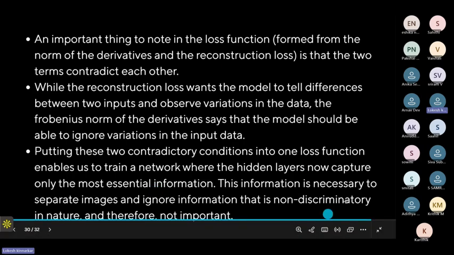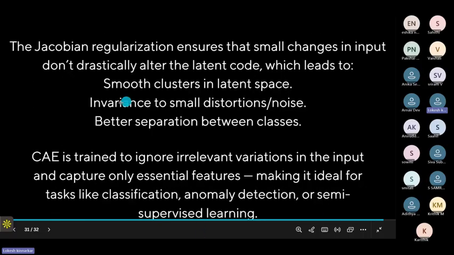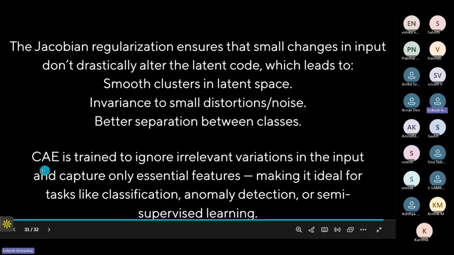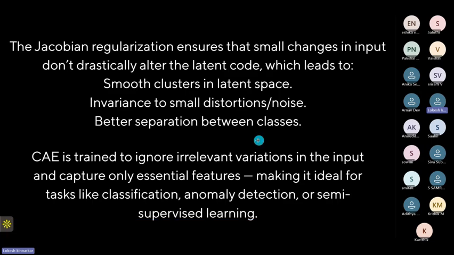So it helps in the following ways. It ensures that there are smooth clusters in the latent space and it is invariant to small noise and distortions. And there is a better separation between the classes. The contractive autoencoders are trained to ignore irrelevant variations in the input and they capture only the essential features. So it makes them ideal for tasks like classification, anomaly detection, or semi supervised learning.